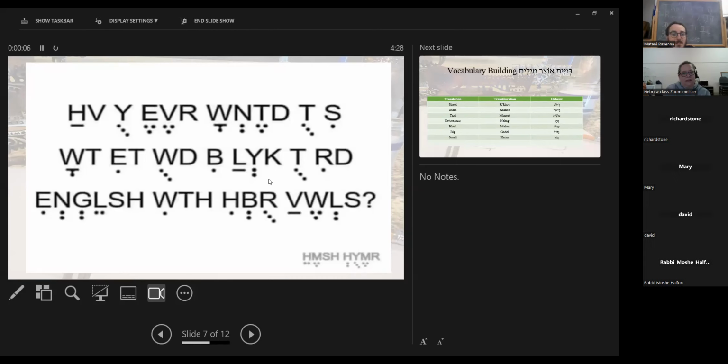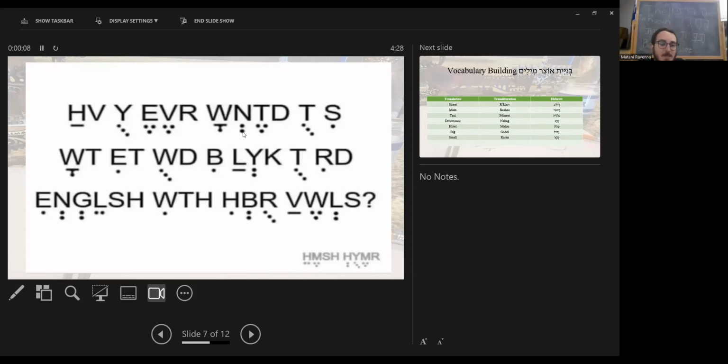Okay, so this is like a small exercise. Obviously we can all read it. Have you ever wanted to see what it would be like to read English with Hebrew vowels? That's actually not how you read it. Have you ever wanted to see what it would be like to read English with Hebrew vowels? Sounds familiar, right?